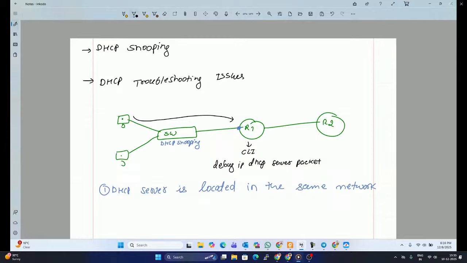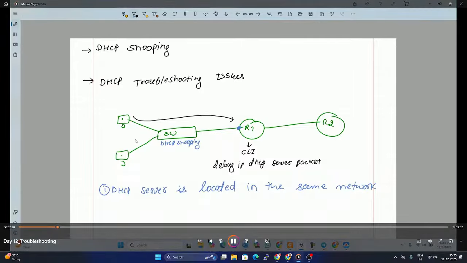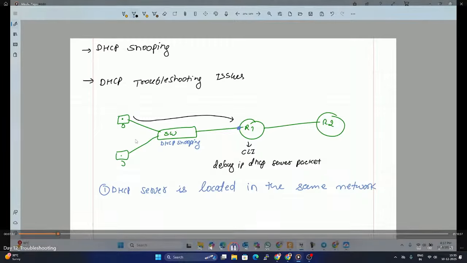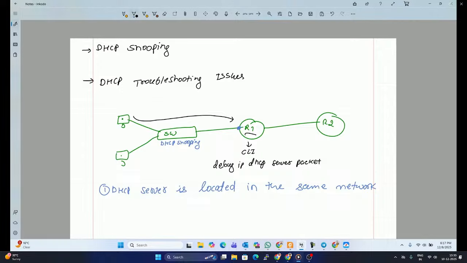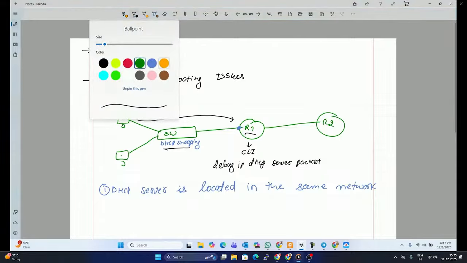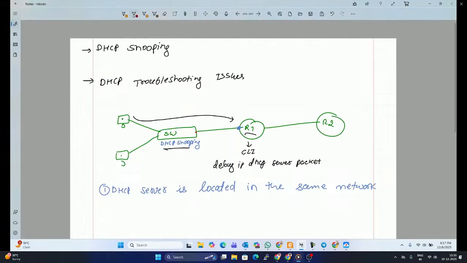Debug ip dhcp server packet. Using this command, we can see if the device is receiving the DHCP messages, when the user sends a DHCP discover message received on the router. So if the DHCP server is located in the same network, then we don't have to do much about it. First of all, we have to check if DHCP snooping is enabled. If yes, then this interface must be configured as trusted.